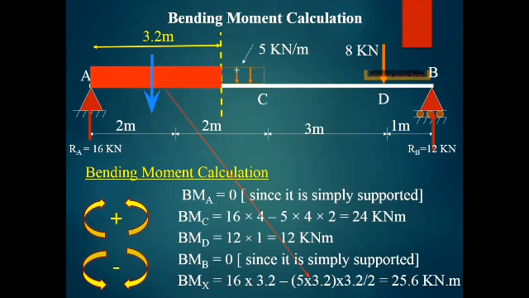Now this is not at 2 meters. This distance is from here to here. So if the total distance is 3.2, this is going to be half of 3.2. So I have taken here 3.2 divided by 2. At the bottom you can see. And then accordingly I got the answer 25.6 kilonewton meter. So now all these values I am going to plot in the bending moment diagram.